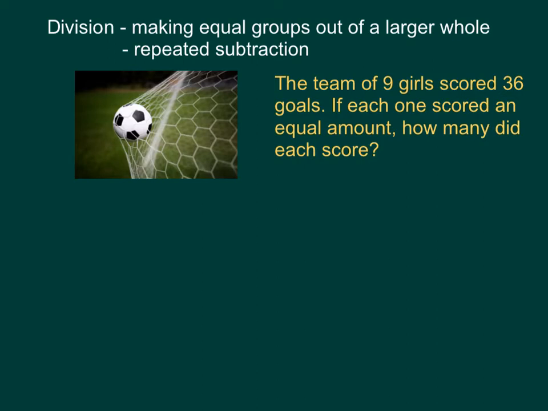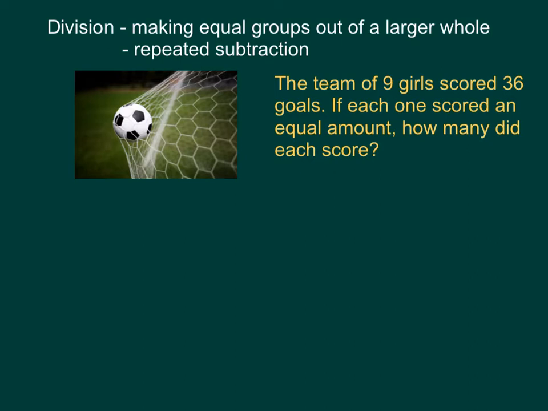So in our example here, it says that the team of 9 girls scored 36 goals. If each one scored an equal amount, how many did each score? So I know that they have a total of 36 goals. And it's saying that each one scored an equal amount, so I know it's going to be an equal group. And it's saying how many did each score. That's going to be a clue word that it's going to be multiplication or division, excuse me. And I know that there are 9 girls on the team. So I'm going to show you a couple of different strategies you can do before we get into long division.